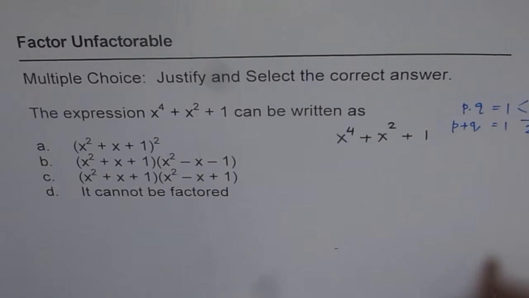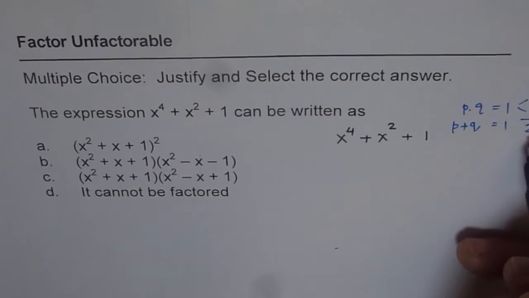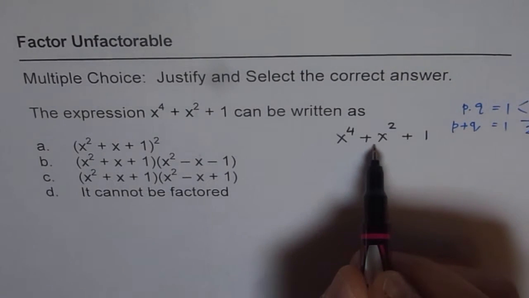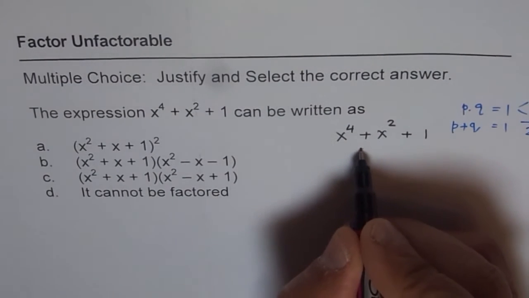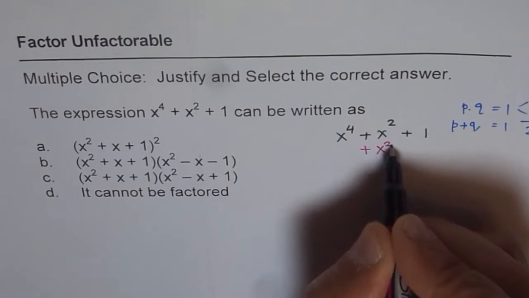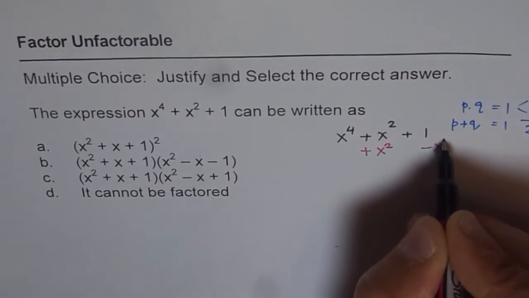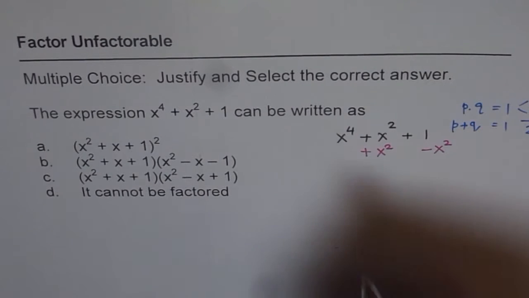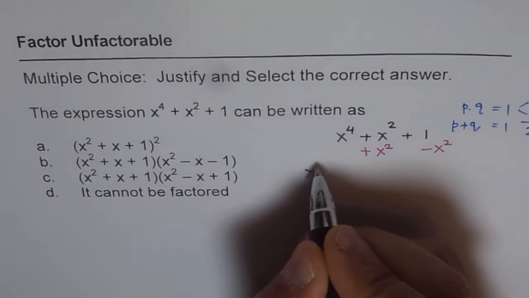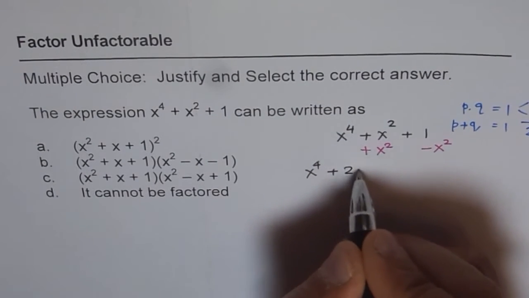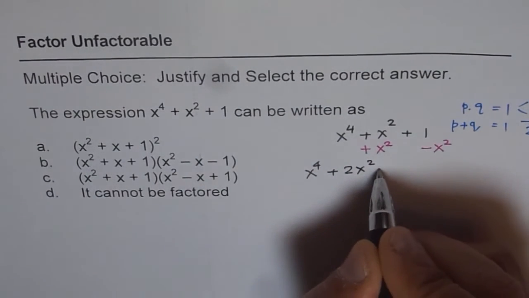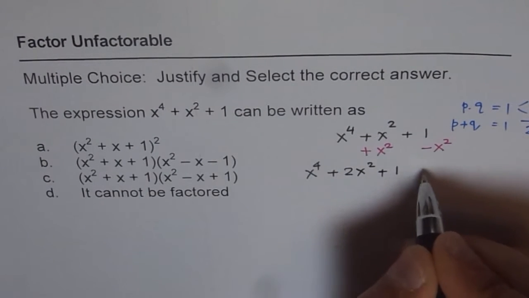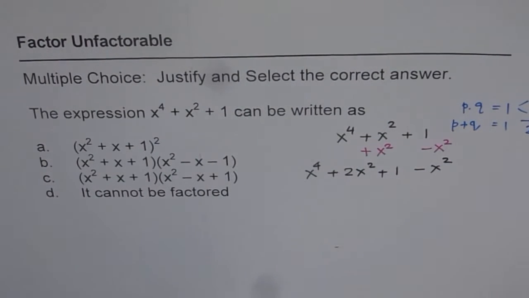So that is why this particular term becomes very difficult to factor. But there is a way to factor it. The technique is something like this. Since you add them and you get 2, the idea is, why not make it 2 and then try to factor? So we will add and subtract x squared. When I do that, I get x to the power of 4 plus 2x squared plus 1, and then minus x squared. This is what I get.